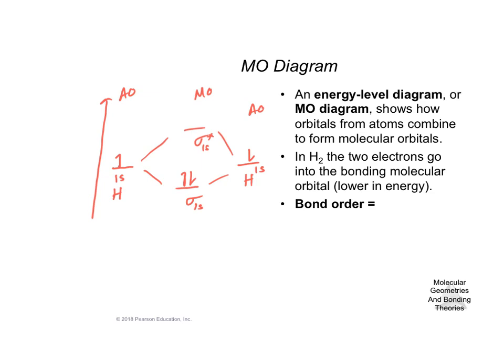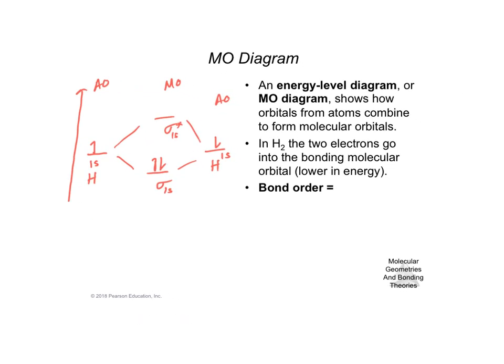Okay, so now we can calculate what is called the bond order of this molecule. To do that, all we need is the number of bonding electrons, and we're going to subtract from that the number of antibonding electrons.